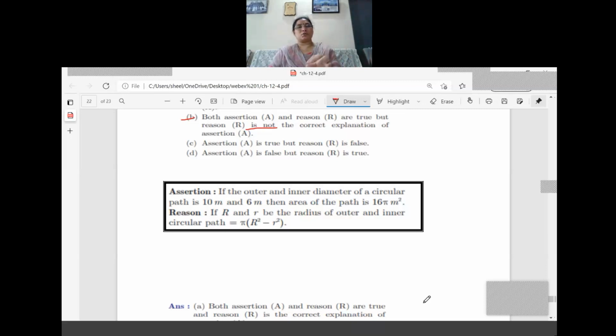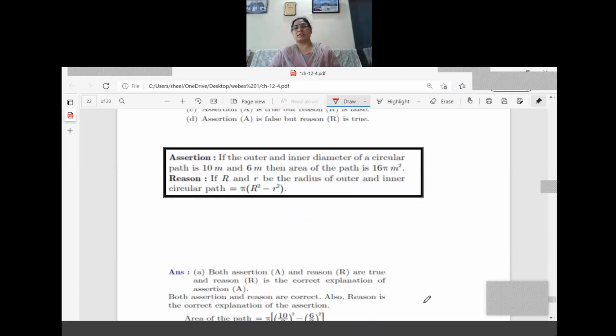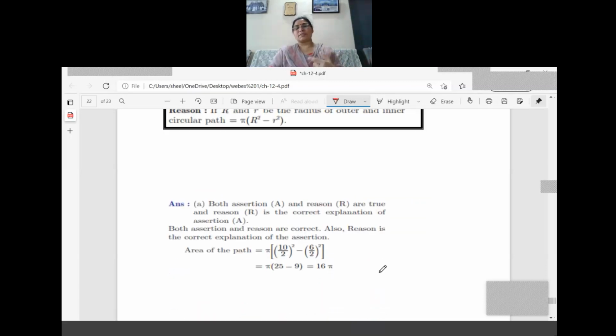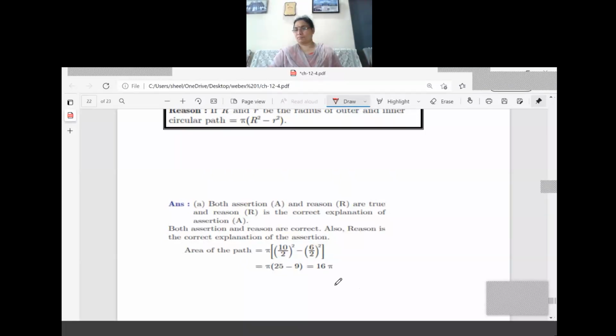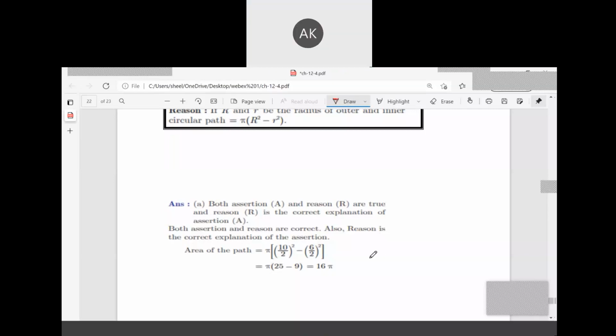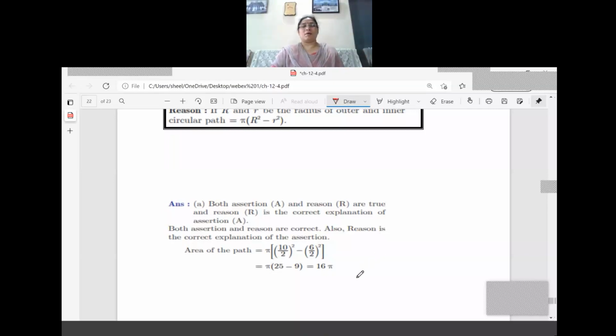Yes, ma'am. So both are true. It is a circular ring area. Pi into R square minus r square. So A is correct. A is true, R is also true, and R is the correct explanation. So your answer is A. Just check once again. If it is wrong, you can tell me again.